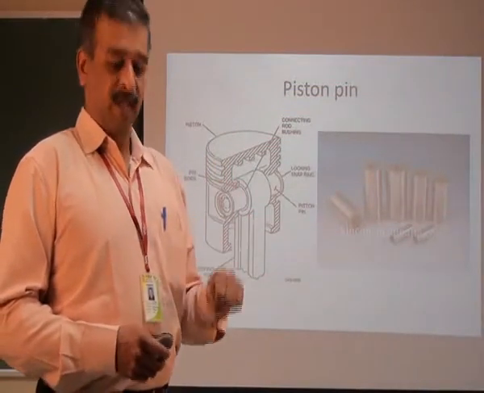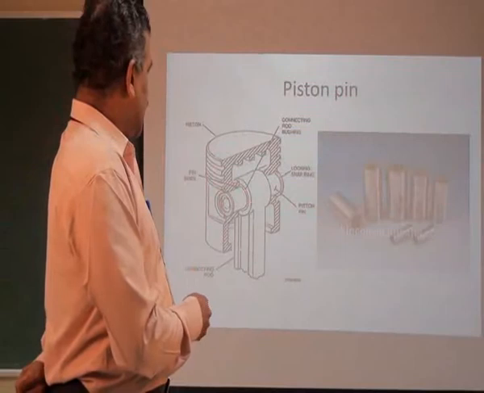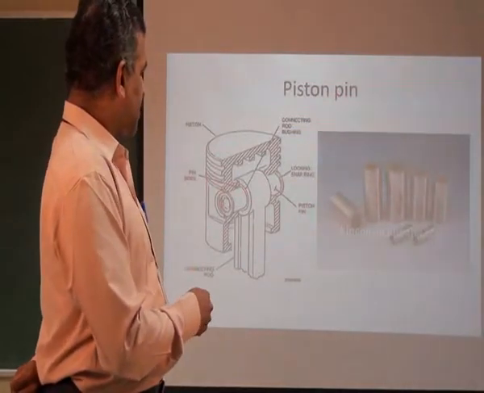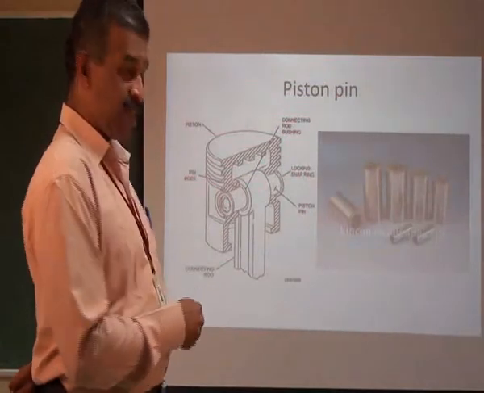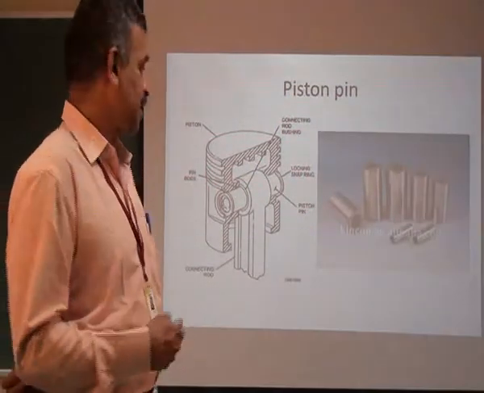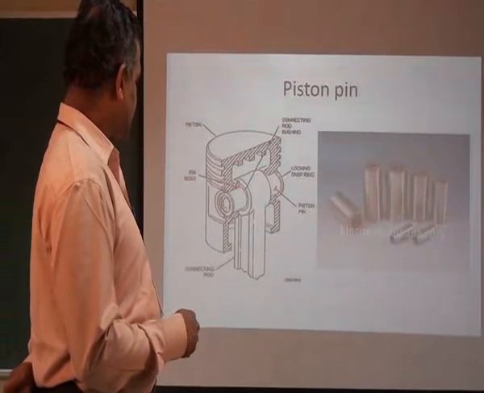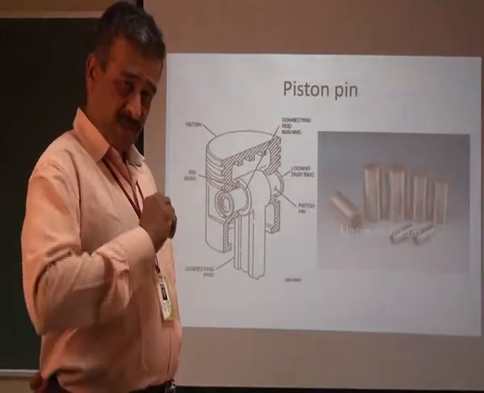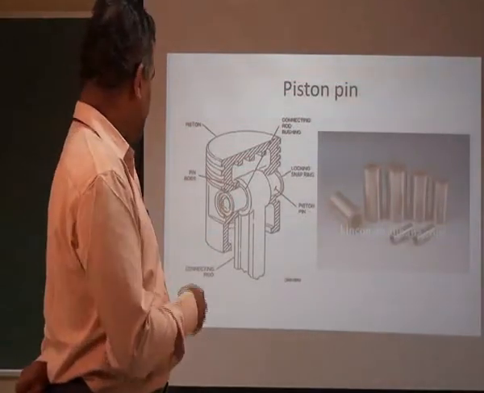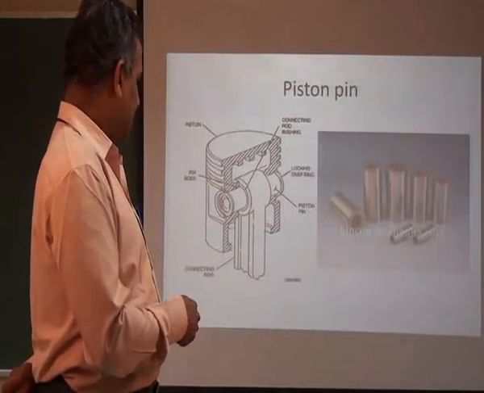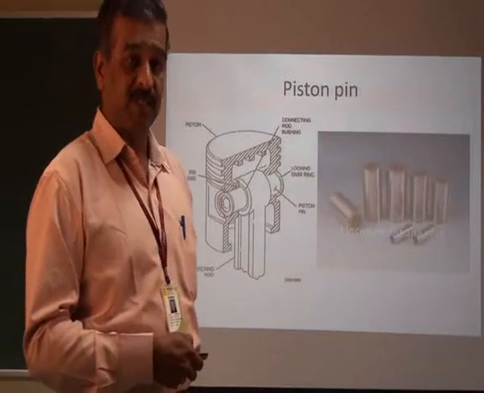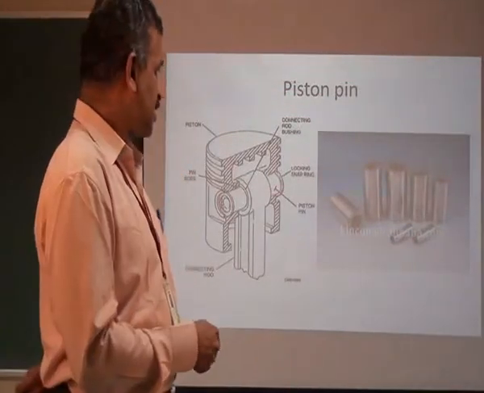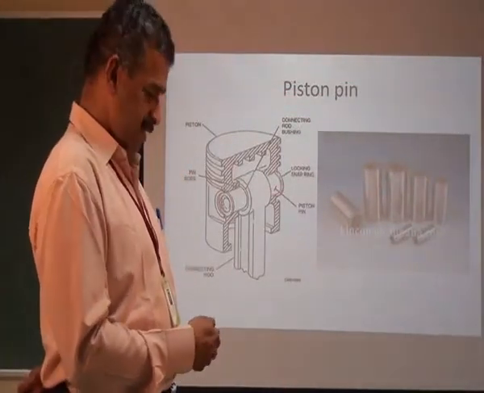So this is the piston pin, locking snap ring, and this is the connecting rod bushing. It is also having a bushing. It is also having a relative motion, and this is a pin boss, which is a provision for locking the pin, and this is a piston. This is a connecting rod, and these are real-time piston pins, various types of piston pins that are used in automobiles.